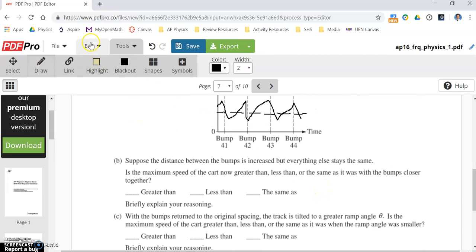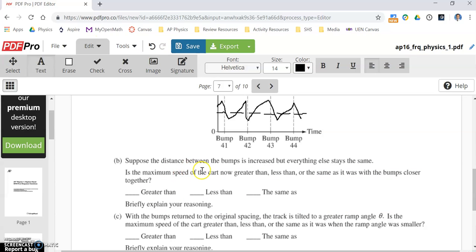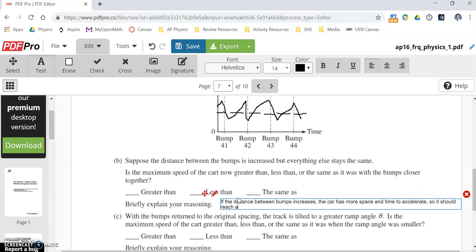Okay, now let's switch over to writing. Now we know that they are increasing the distance, so we want to know what's going to happen to the maximum speed. Let's think through this. We know that if the distance between bumps increases, the car has more space and time to accelerate, so it should reach a greater maximum speed.